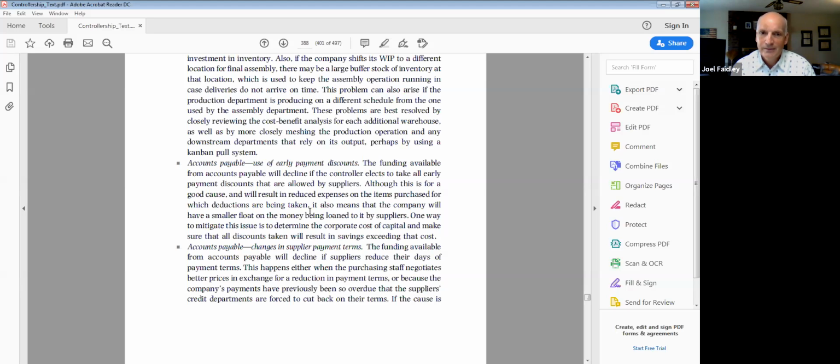But use of early payment discounts, look what it says. The funding available from accounts payable would decline as the controller elects to take all early payment discounts that are allowed by suppliers. Although this is for a good cause, resulting in reduced expense on items purchased, it also means the company will have a smaller float on the money being loaned to it by suppliers. You've got to know what your corporate cost of capital is. And I'm sure that's the reason ECCT didn't take discounts.